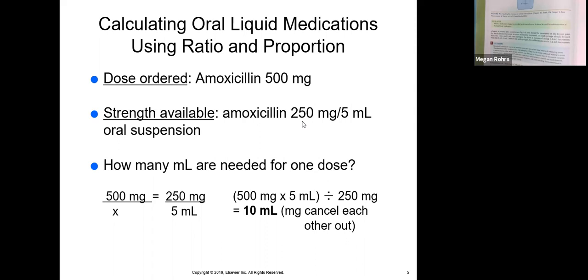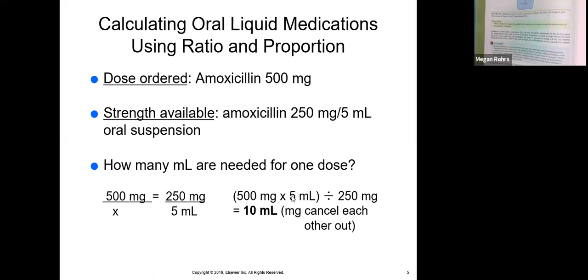So here you can see that they've ordered 500 milligrams, and in stock we have a 250 milligram per 5 ml suspension. So what that means is in every 5 mLs of our solution or suspension, there are 250 milligrams of active ingredient. So if they want the patient to have 500 milligrams with each dose, we can set that equal to our 250 milligrams per each 5 mLs of suspension, and then we can solve for X to give us that dose volume. So remember, solving for X, we're going to cross multiply here.